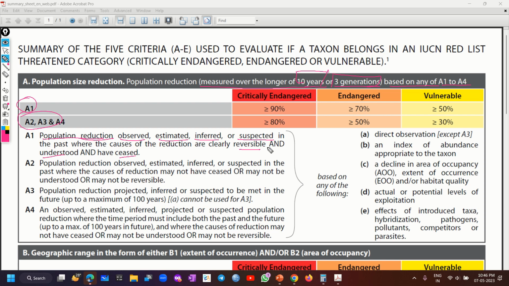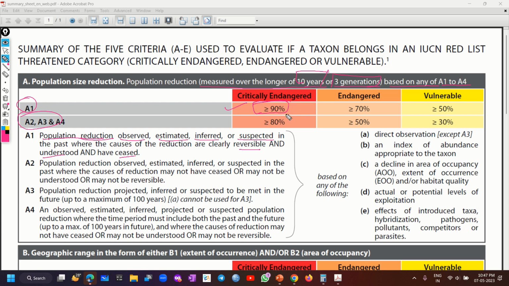Population reduction. So this type of estimation can be done, whether it is estimated, whether it is really counted, meaning observed, or whether it is just inferred from data, or just suspected. So any kind of number, estimate, observed, suspected, or inferred data is there, and information is there, and we are saying that this reduction is possible.